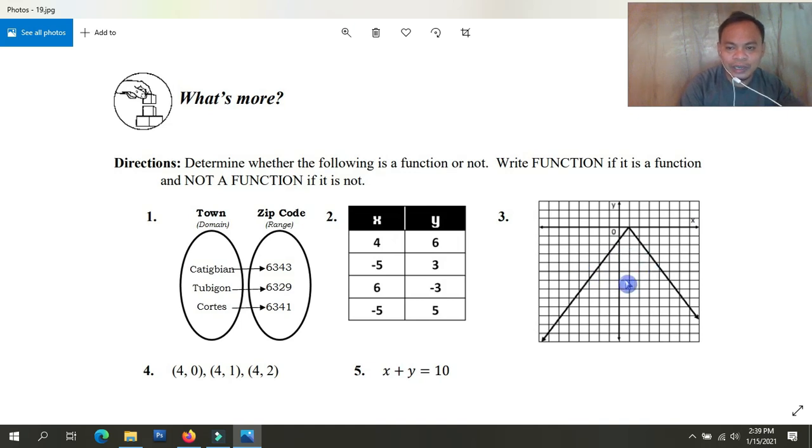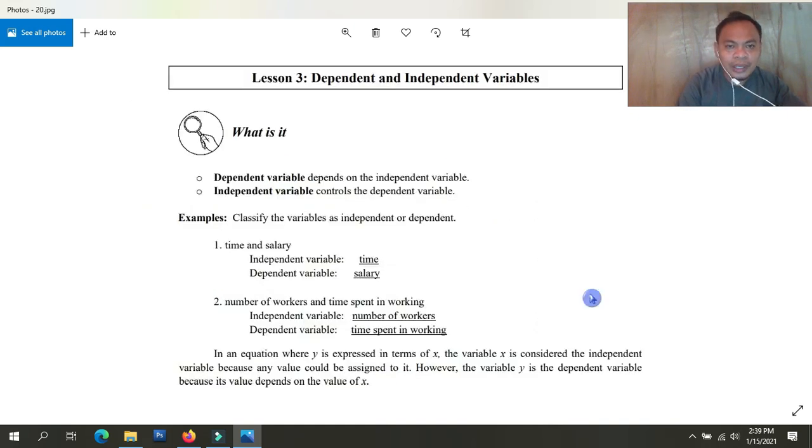And we have here the graph. Okay, so lesson 3, dependent and independent variables. Dependent variable depends on the independent variables. Ibig sabihin, dependent. So, nakadepende ka doon sa independent. Okay, independent variables controls the dependent variables. Example, classify the variables as dependent and independent. Time and salary. Independent is yung time. Dependent, salary. Di ba? Bakit?